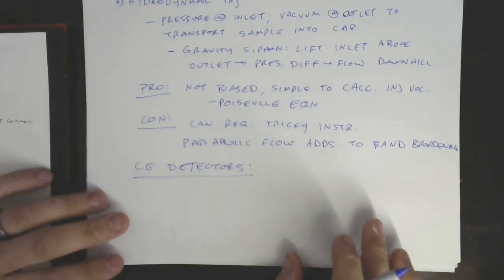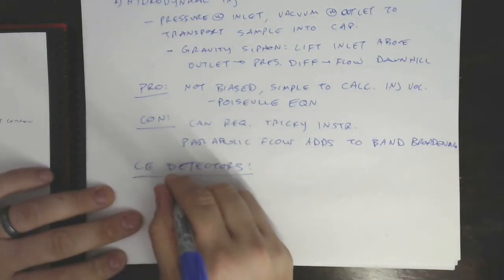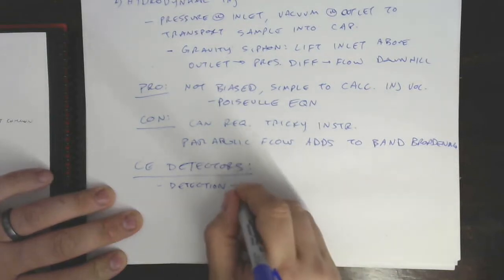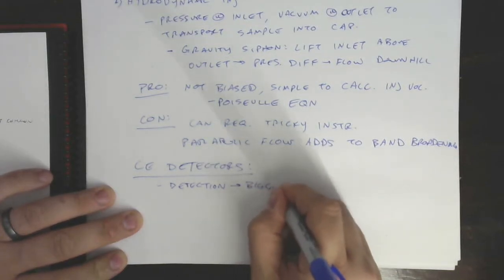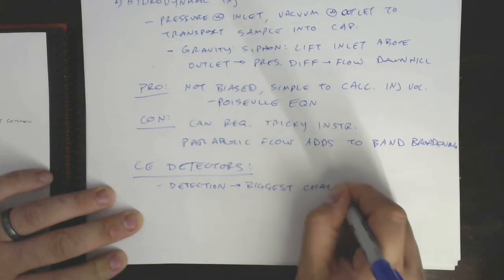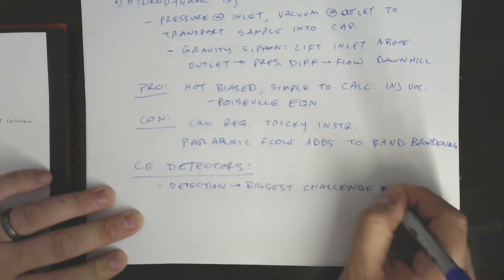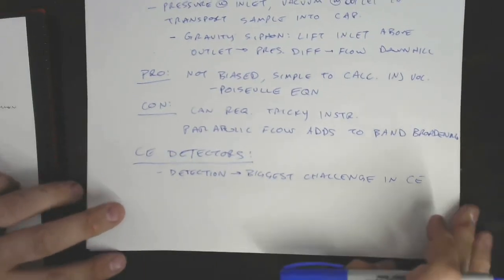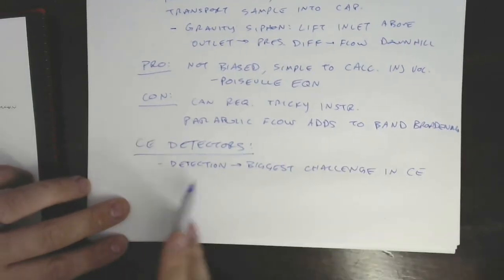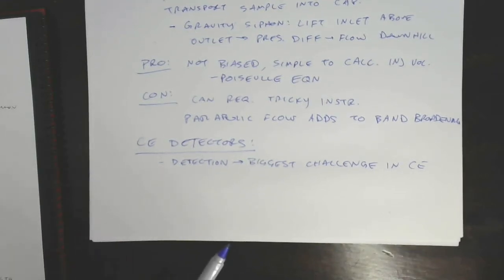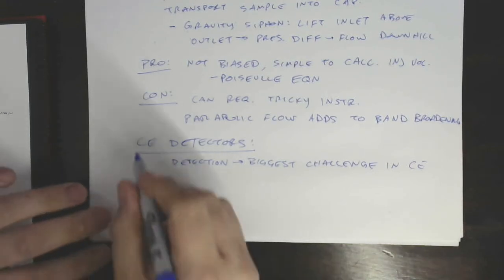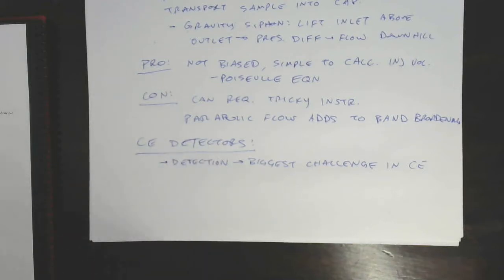So here's the first thing you should know. A lot of people view detection as the biggest challenge in CE. We agree with that. In my lab, a big part of our research program is on developing detection modes for CE. And to understand this, we just have to think about kind of an order of magnitude of how much stuff we're trying to measure compared to something like HPLC, right?